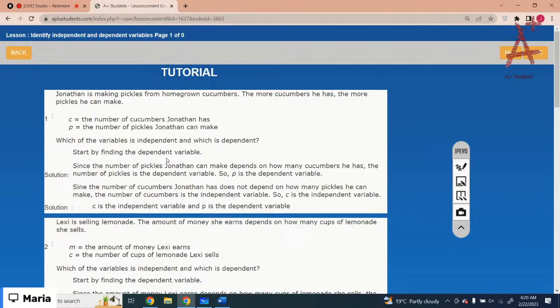Let's start with the practice questions.